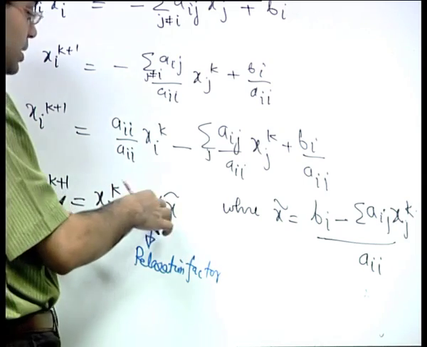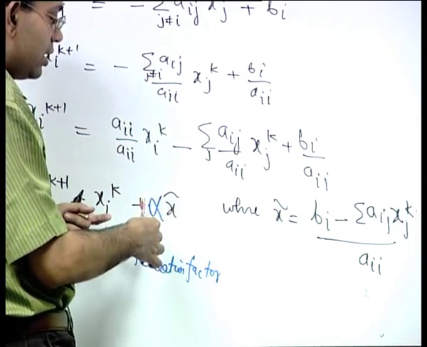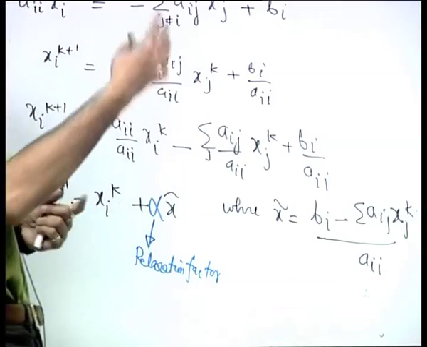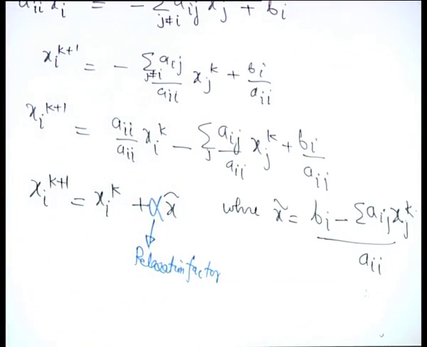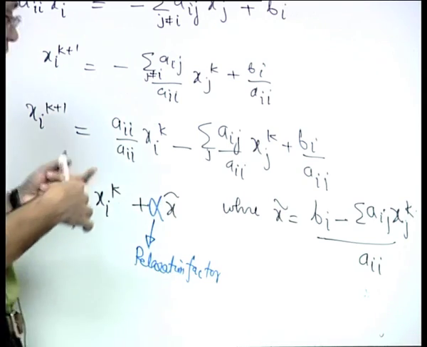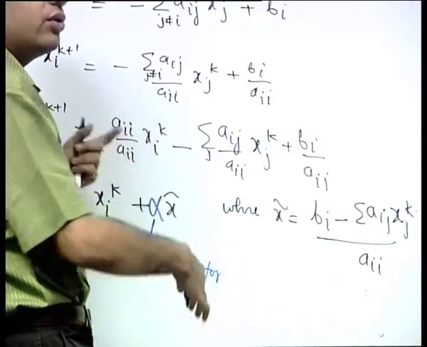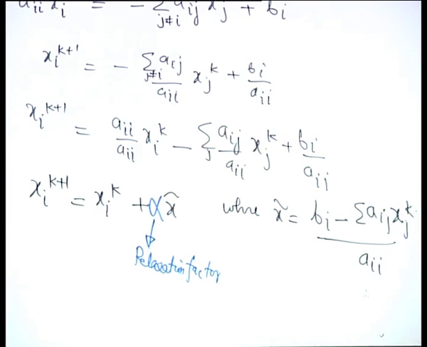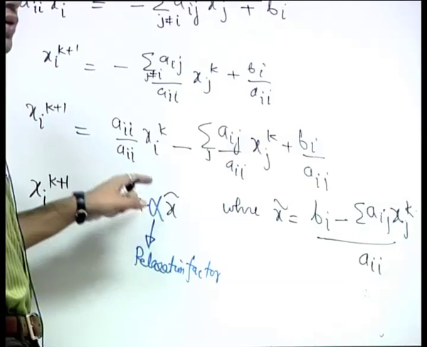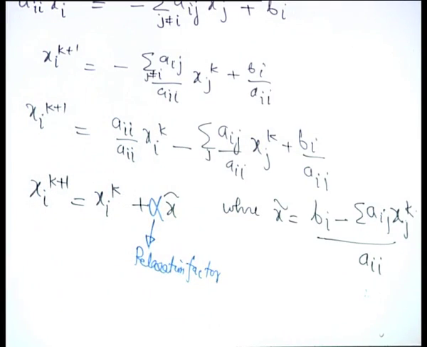Depending on its value it can sometimes accelerate the convergence; sometimes, if the value is not chosen very judiciously, it can slow down the convergence process. So, it has a control over the rate of convergence. Now, let us try to write the same thing for the Gauss-Seidel method.